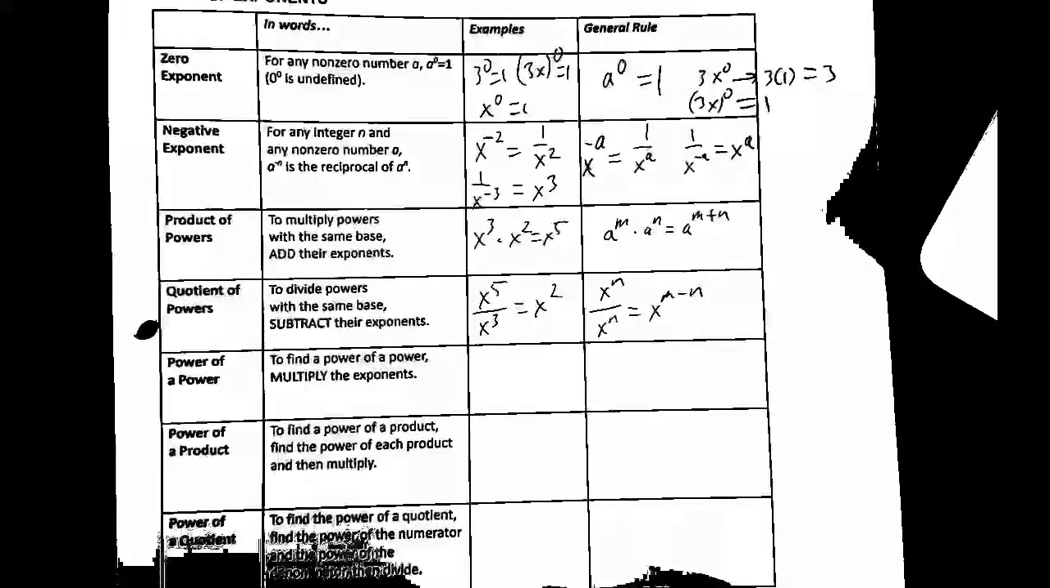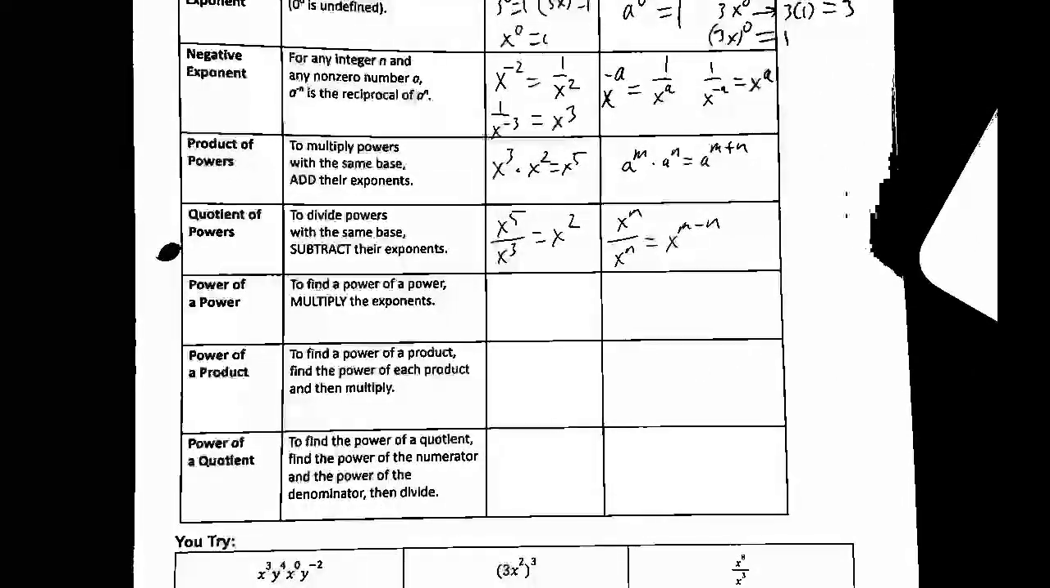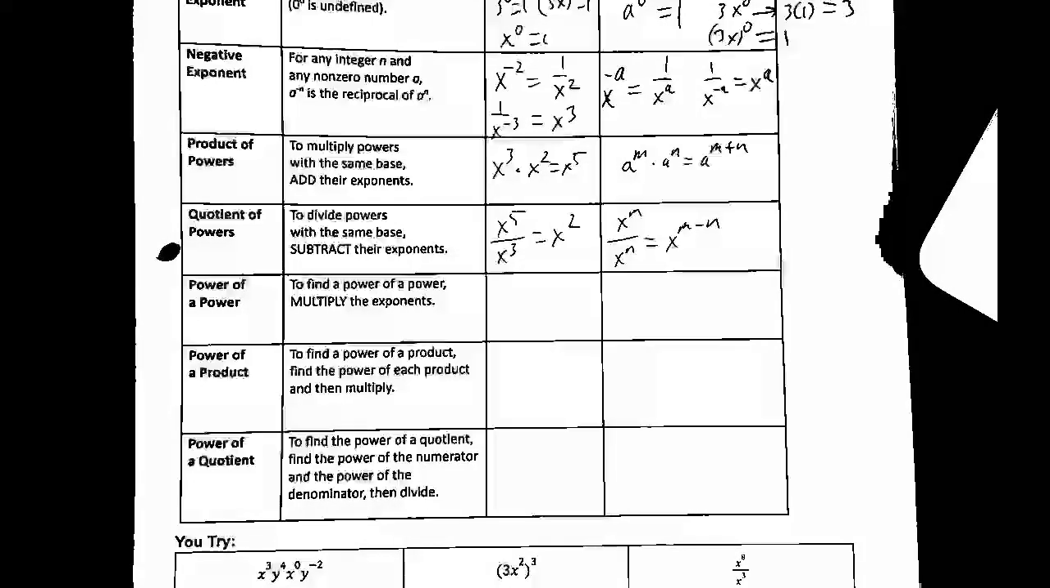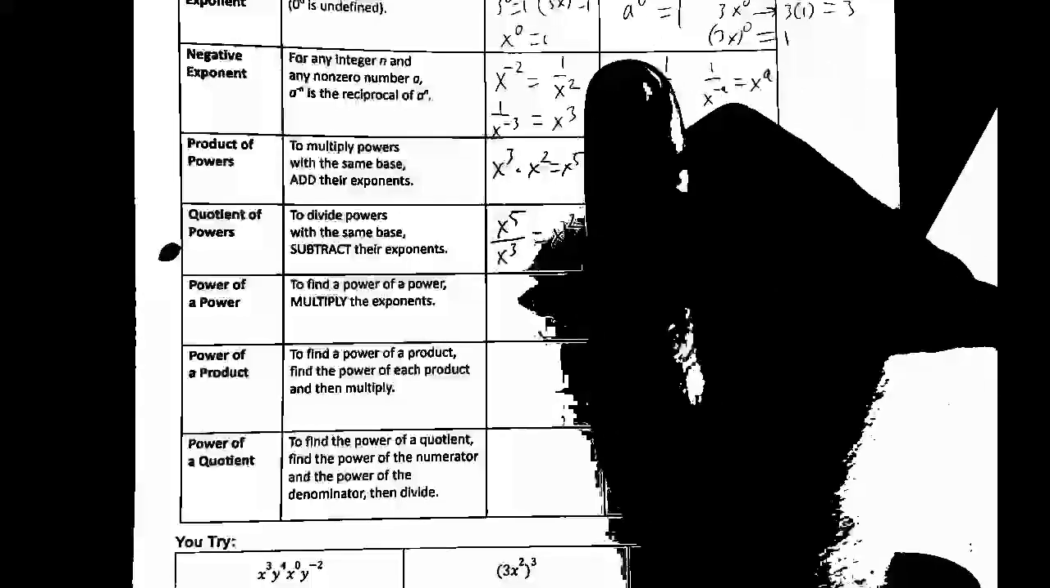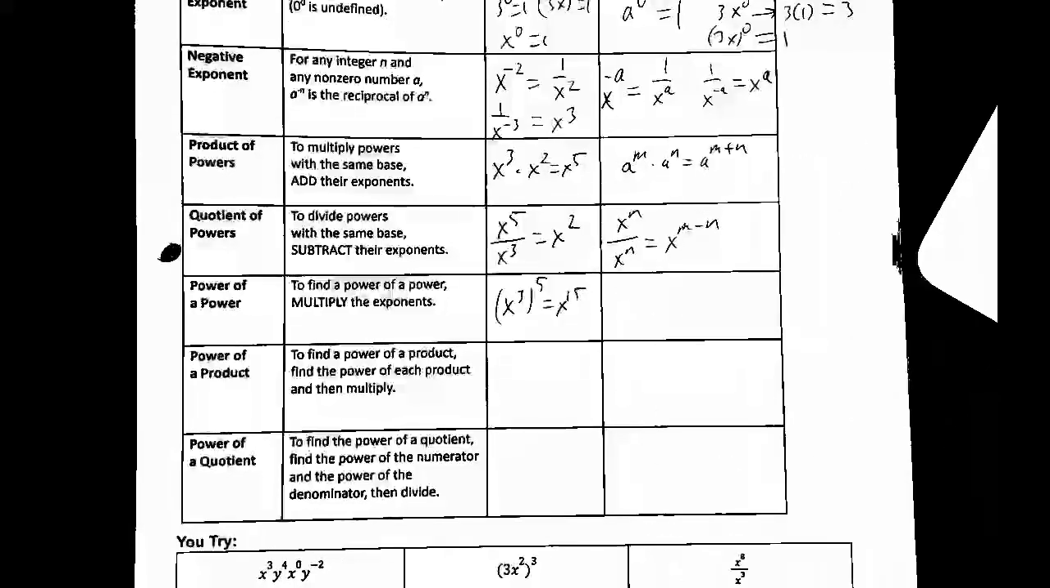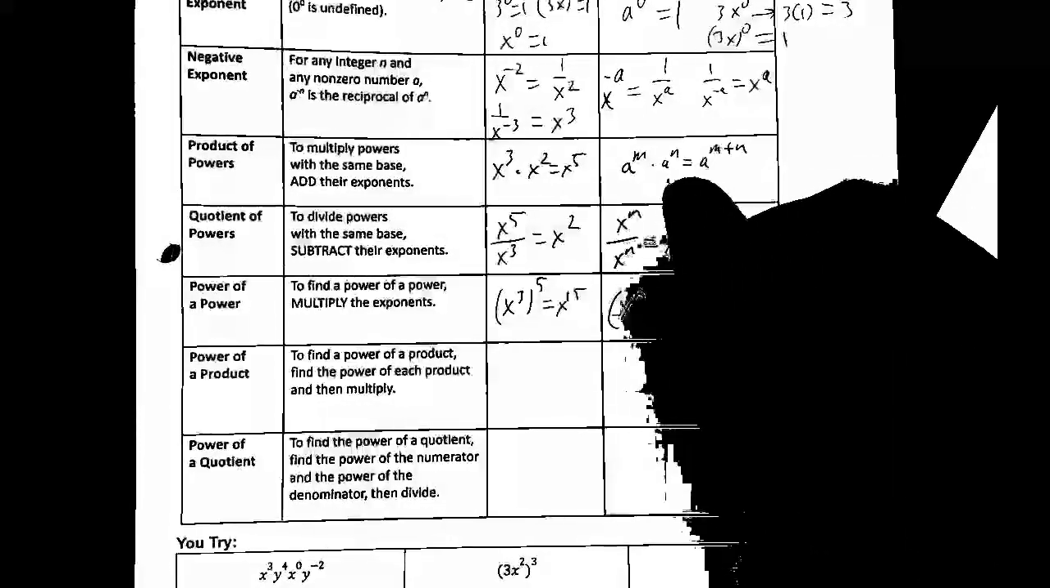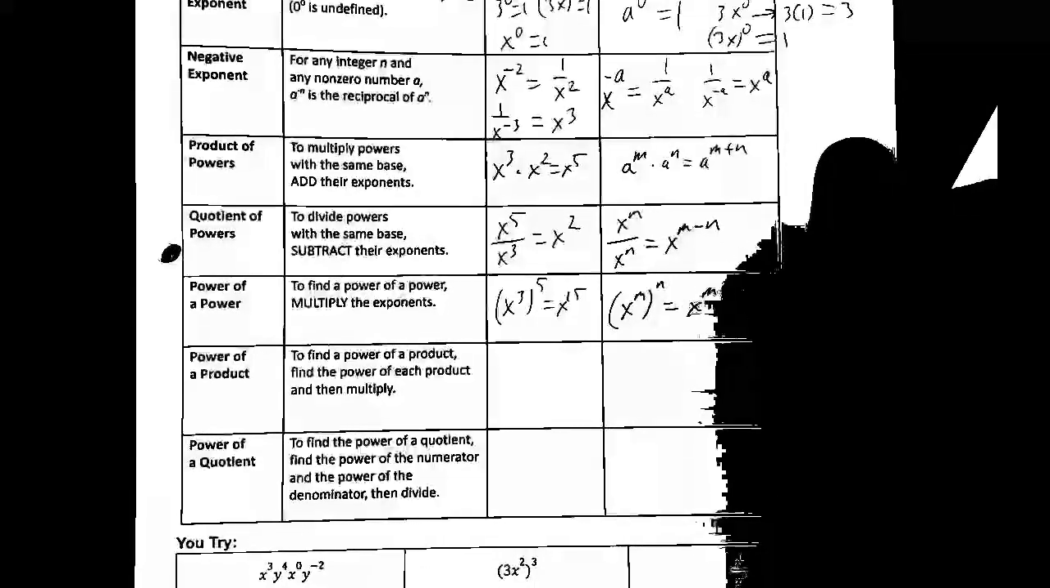Okay? Quotient of powers. So when we divide x to the fifth over x to the third, we subtract, it's x squared. So x to the m over x to the n, as long as the bases are the same, we subtract: x to the m minus n. If it's a power of a power, this is another common one, we multiply the exponents. So if we had x to the third all to the fifth, that's x to the 15th. Okay, so x to the m to the n is x to the m times n. All right, so when we multiply, we add; when we divide, we subtract; when we power, we multiply.